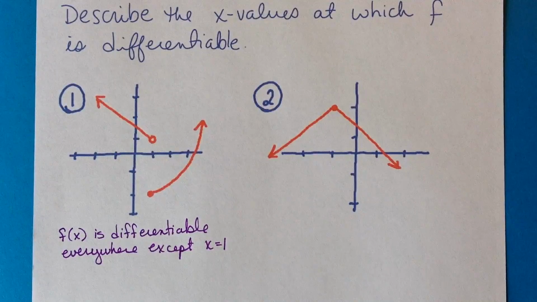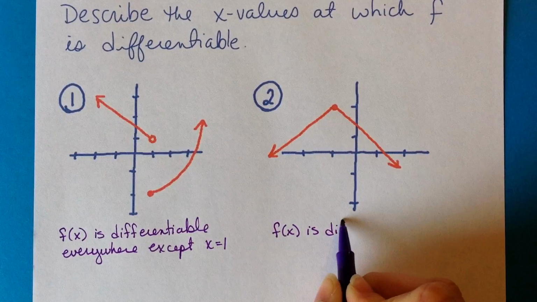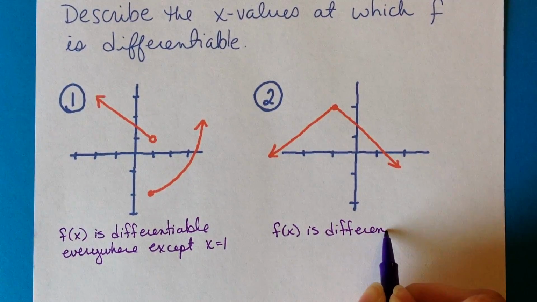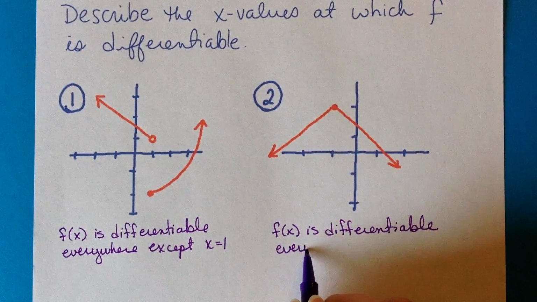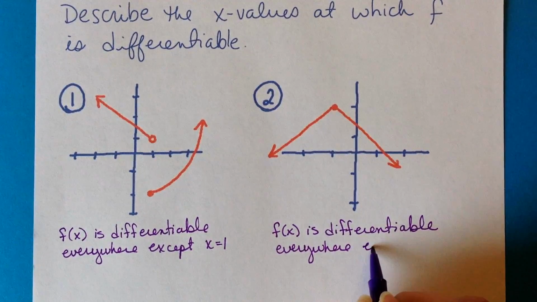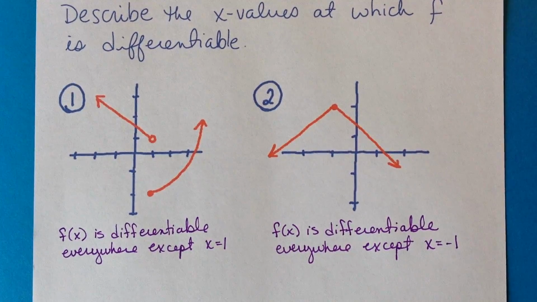Okay, number 2. If you'll notice, at x equal negative 1, that's where you have your sharp turn. So if you remember, that was one of the other situations in which a graph would not be differentiable at that particular point. So here you would say f of x is differentiable everywhere except x equal negative 1.